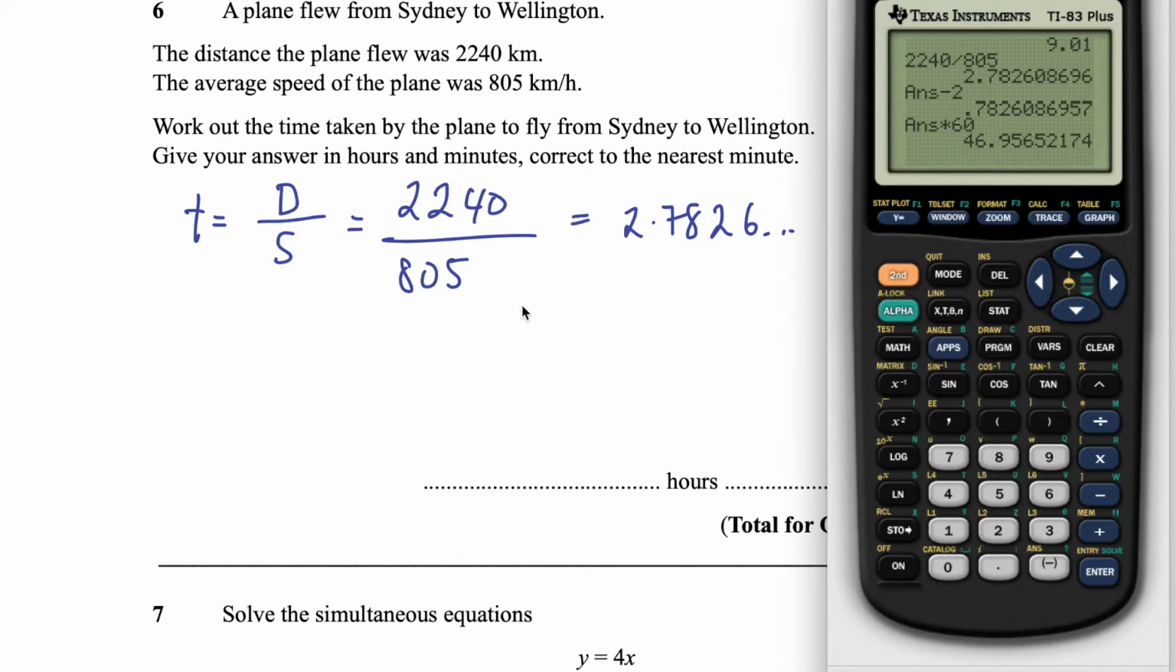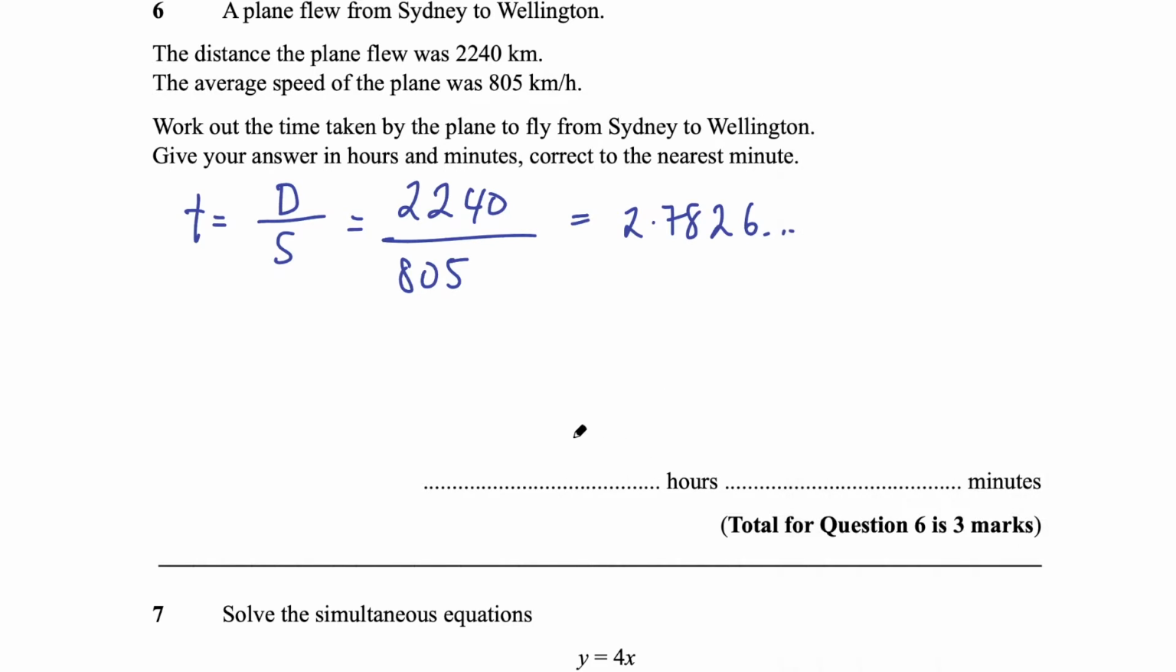So this is 46.9565 minutes. Because it says round to the nearest minute, I can round this off to the nearest whole number. That's what this means. So look at the first decimal place. Is it more than 5? Yes, it is. So I need to round that 6 up to 7. 46 rounds up to 47 minutes, rounded to the nearest minute. So this is going to be 2 hours and 47 minutes.